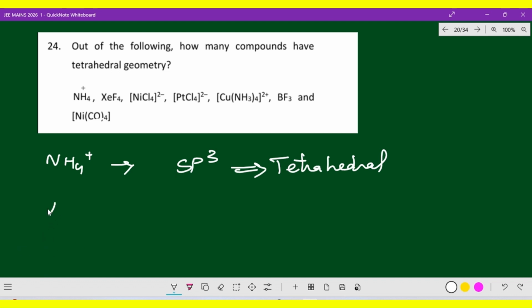Next one, XeF4, xenon tetrafluoride. This is exceptional, and you have already learned it in 11th grade. What is its hybridization? It is sp3d2, and the geometry is square planar.